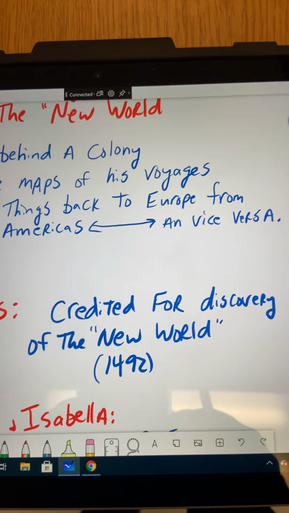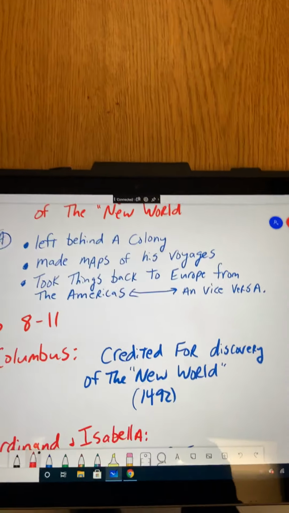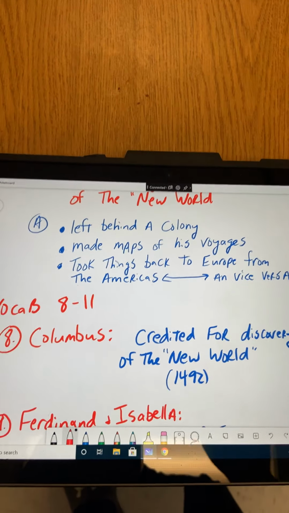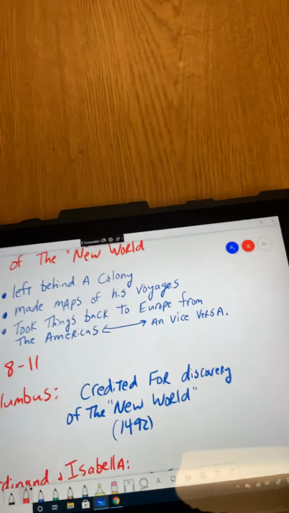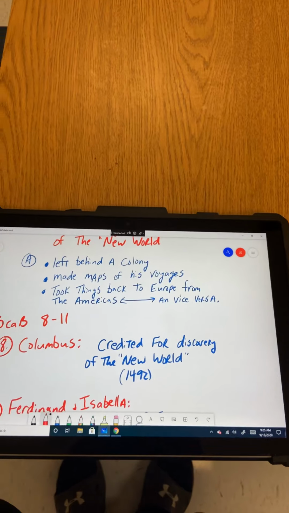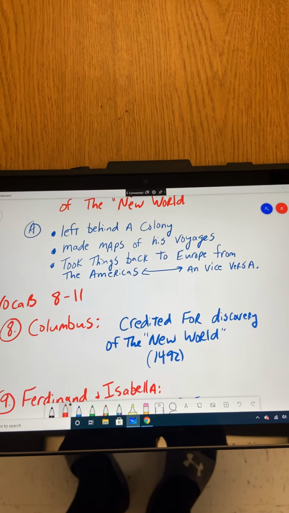Yes, he did that in the year 1492. Remember the poem, 1492, Columbus sailed the ocean blue. And he had the Nina, the Pinta, and the Santa Maria. Those were the names of his ships. But this is the definition that I want you to know for our test: that he's the man credited for discovering this whole new world.